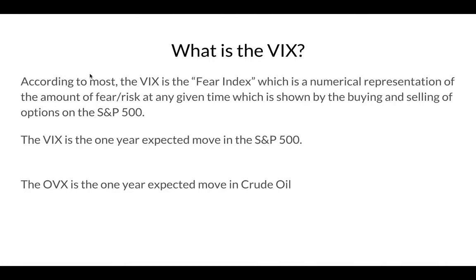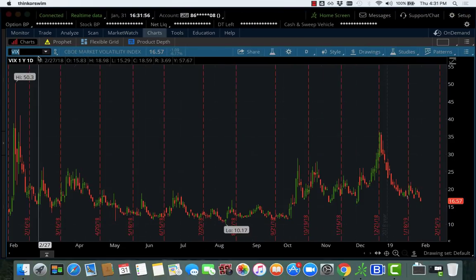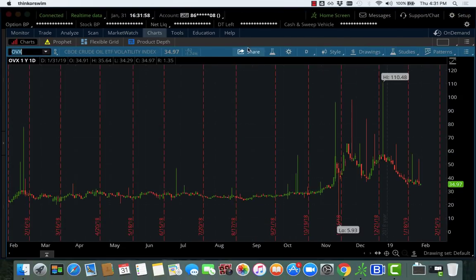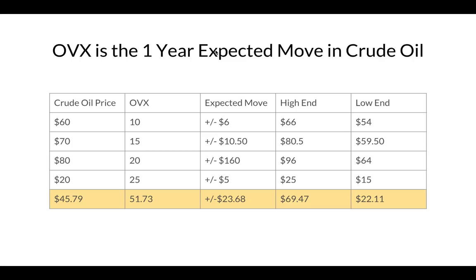Now, we can do the exact same thing as we just did in crude oil by using OVX, which is the VIX for crude oil. Don't believe me? Type it into your platform, OVX, and you can see the CBOE crude oil ETF volatility index. So in the exact same way that the VIX is to the S&P 500, OVX is to crude oil. Very, very cool. And we can see how it looks when the numbers are in there.